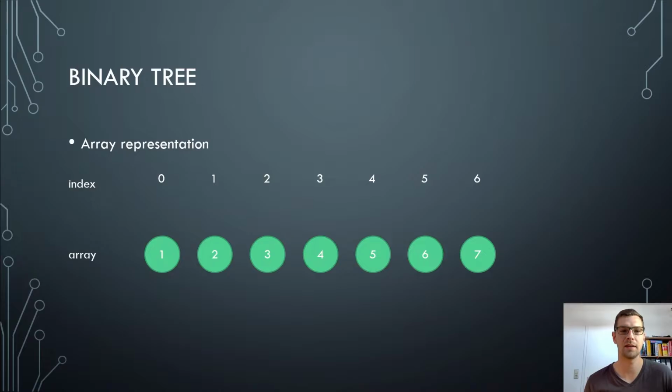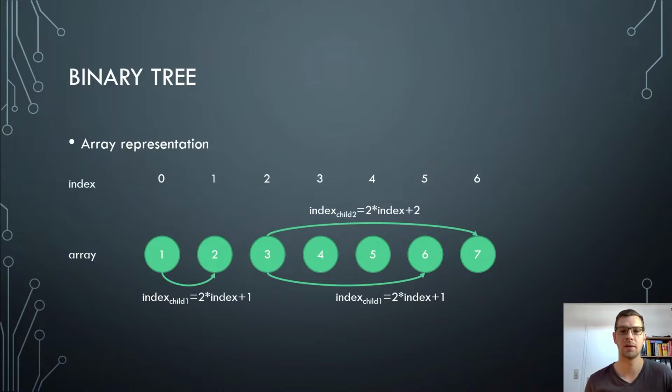Let's write down the indices of our tree elements. The 1 has the index 0 in the array, the 2 has the index 1, and so on. So what we can say now is that our first child is always 2 times the index of our current node where we want to have the child from, plus 1. And if we look somewhere else there for the 3, the first child is a 6, so it holds the same for it. And the second child is then 2 times the index of the current node plus 2.